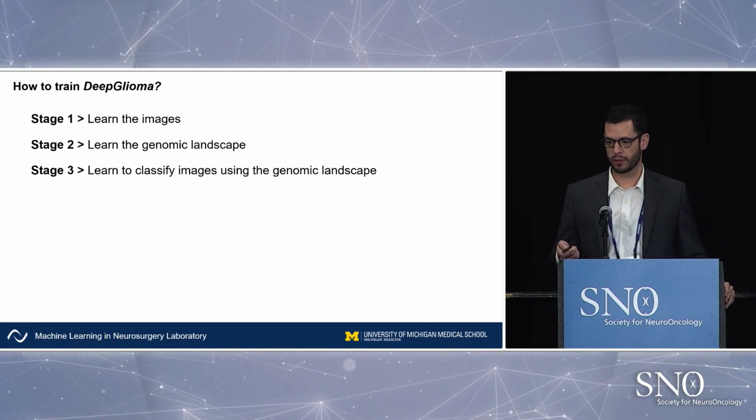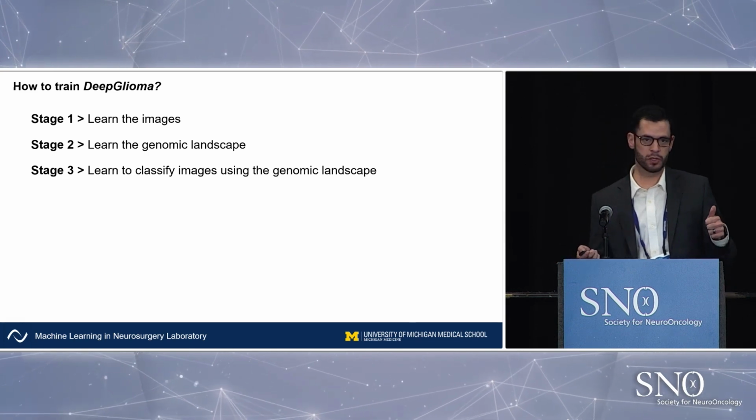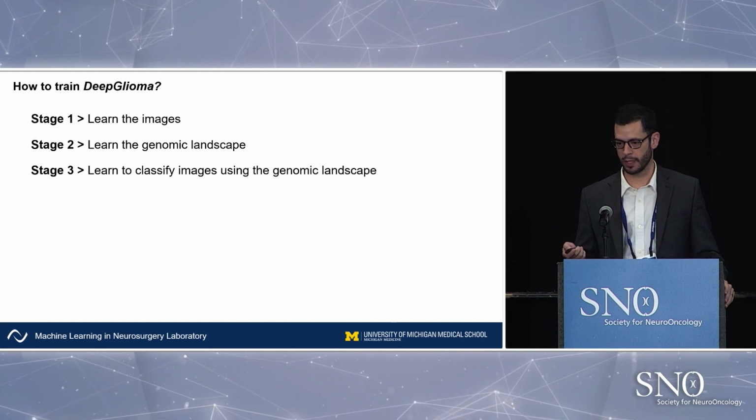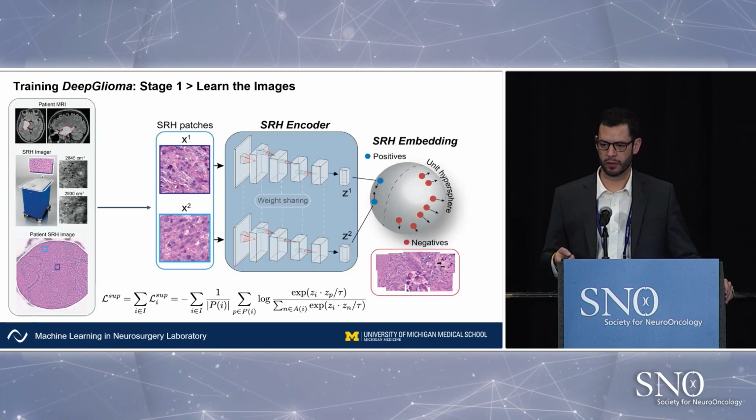So how do we do that? We do it in 3 stages. We first learn the images, we learn the genomic landscape, and then we learn how to classify those images using the genomic landscape. So this is one of the technical contributions in the papers.